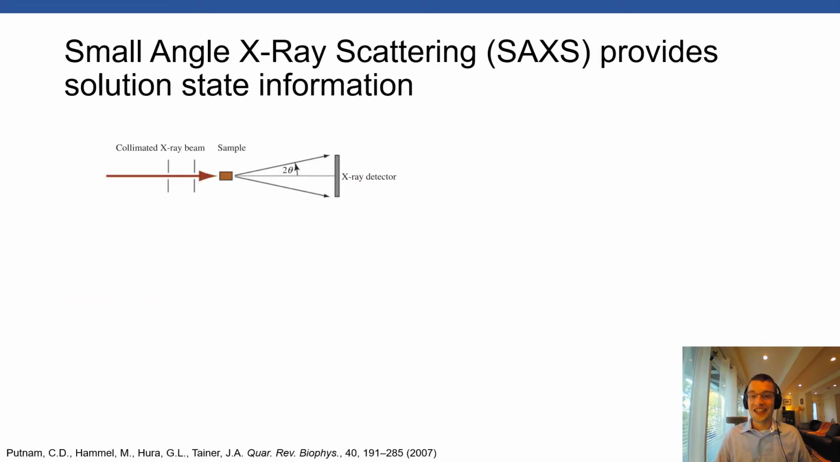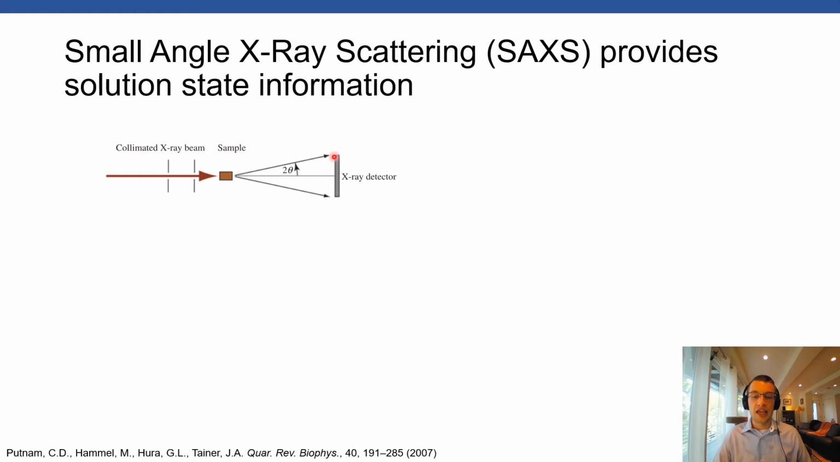We were really excited to see such a large conformational change between our inactive and active conformations of SGC in our EM data. But it made us wonder if we could see the same conformational changes in solution as well. For this, we turned to small angle X-ray scattering, or SAXS. In SAXS, you shoot an X-ray beam at your sample, and then you measure the angle at which those X-ray beams scatter.